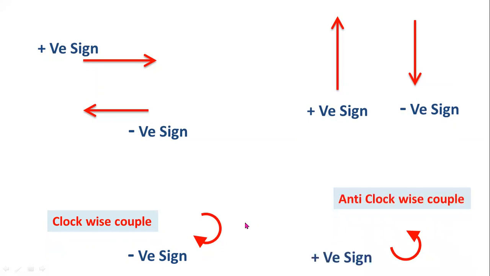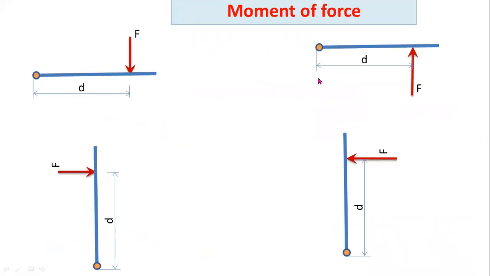Now these are the important rotations related to moment of force. For clockwise movement, you have to consider the minus sign. For anti-clockwise movements, you have to consider the positive sign. These two are the examples for clockwise movements, and these two are the examples for anti-clockwise movements.